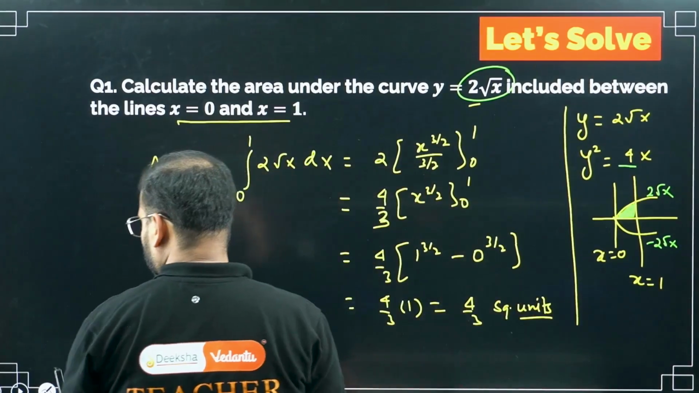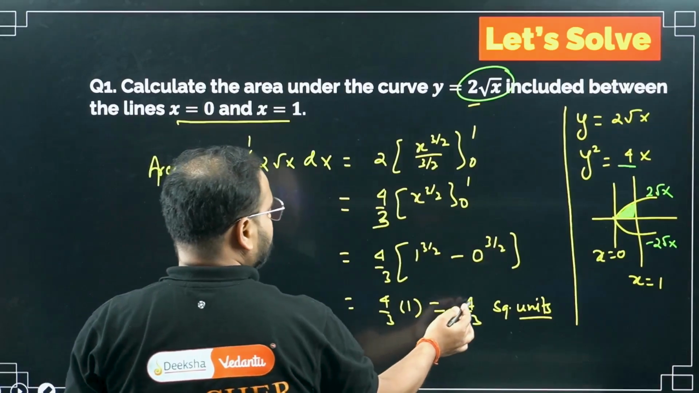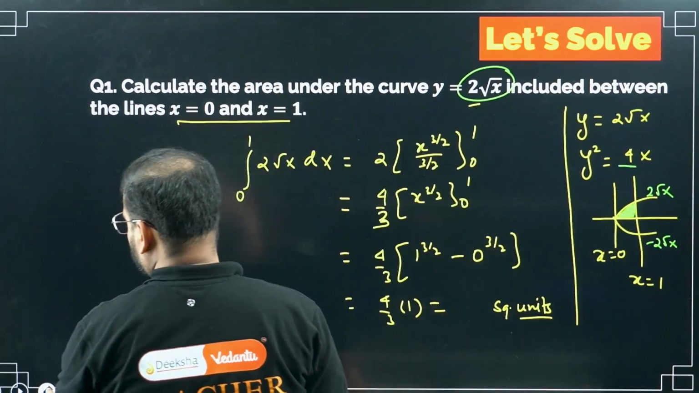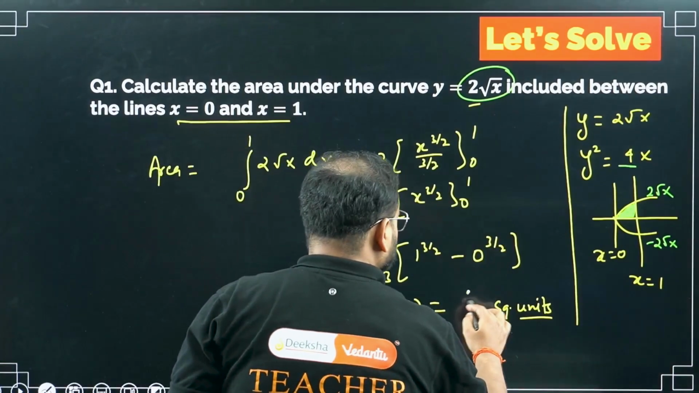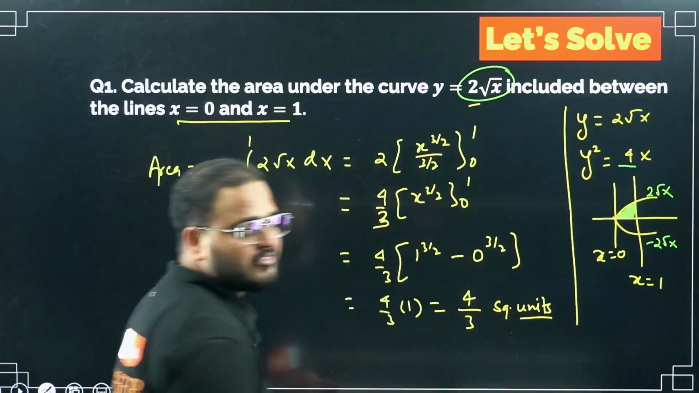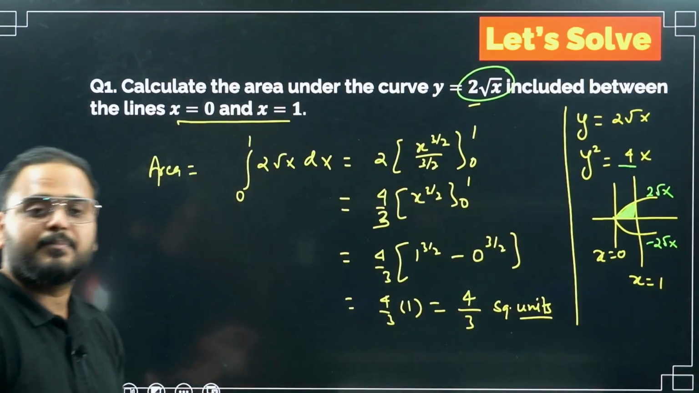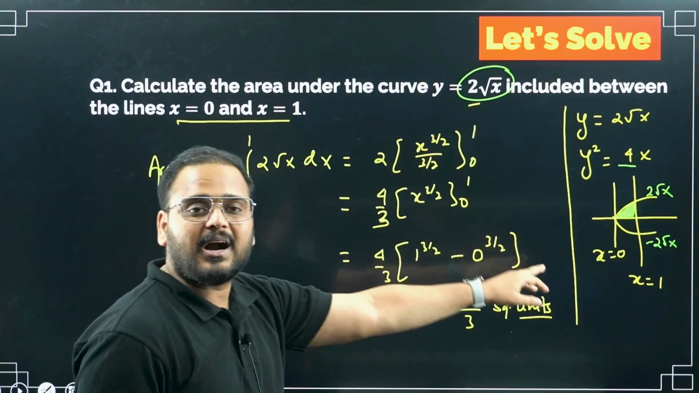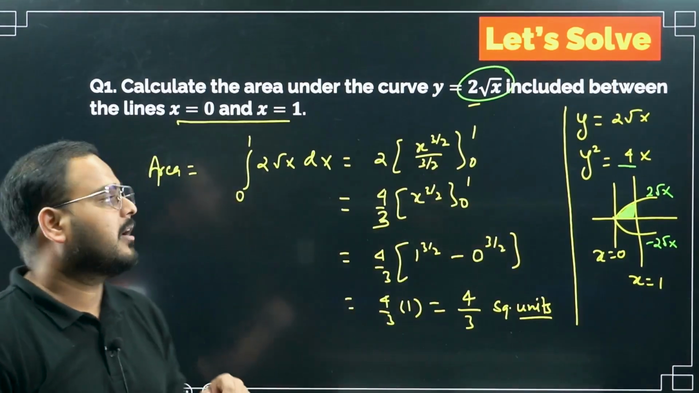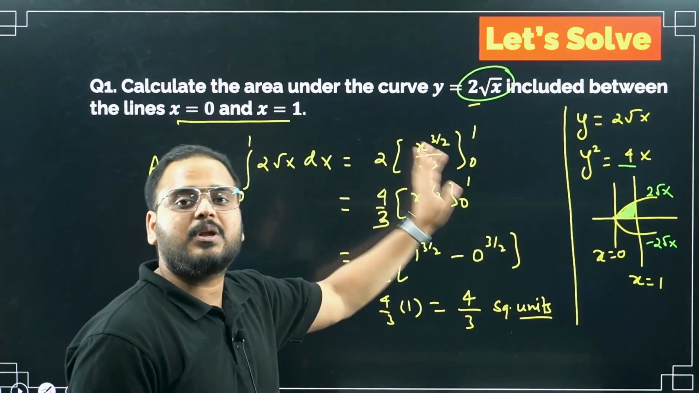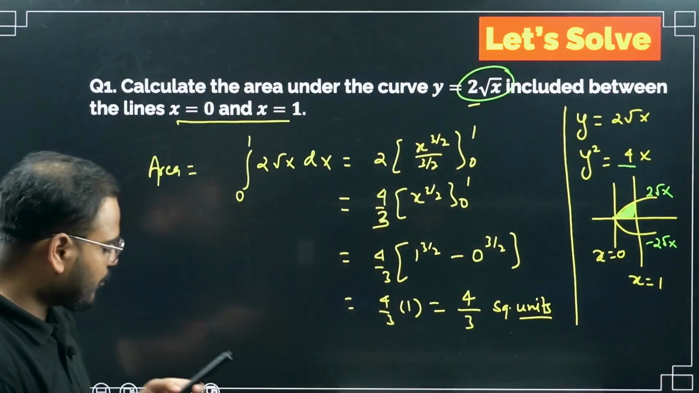This is not looking like 4. Let me rewrite this part. This is 4 by 3. So simple question. Very simple. Why did we not use the negative part? Because the question is not mentioning or giving any hint about the negative part, only the positive they have asked. Okay, shall we move on to the next question?